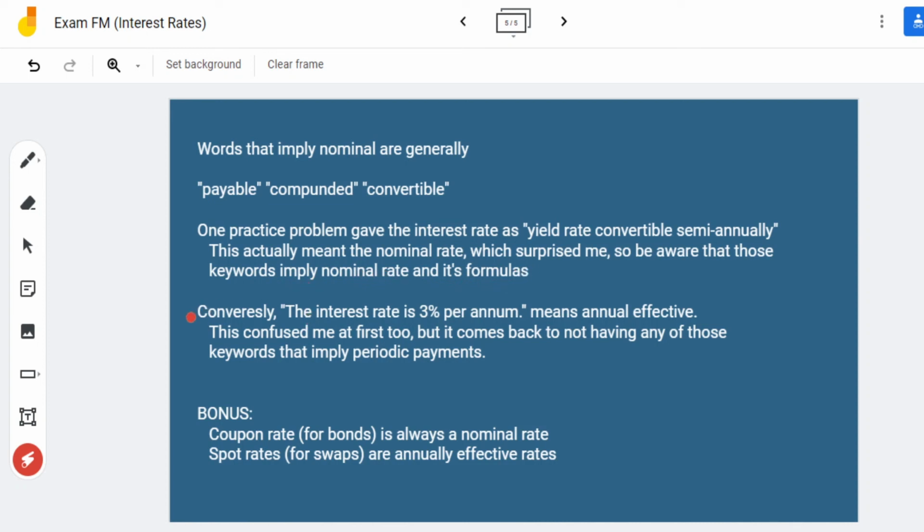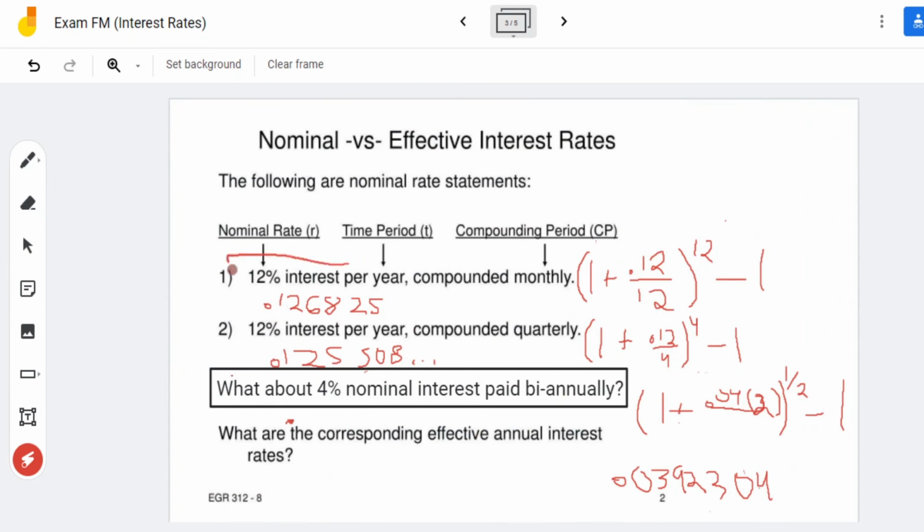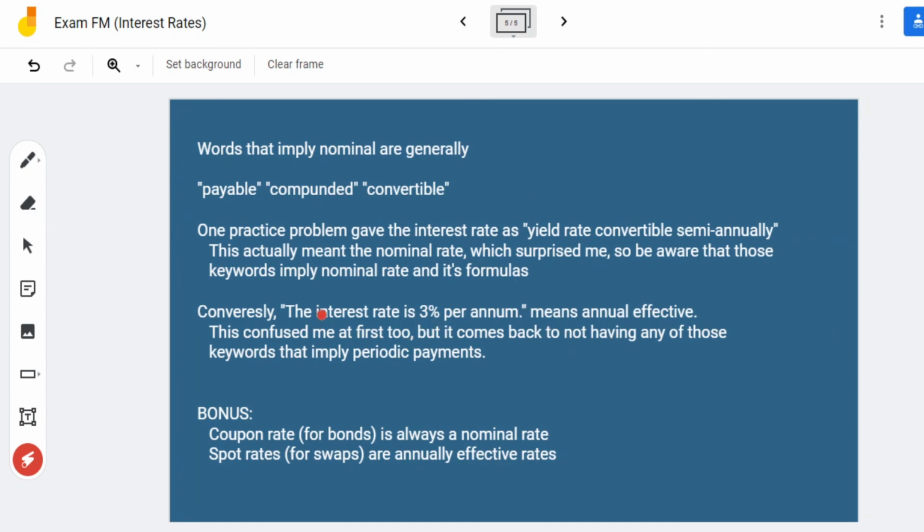It's important to know. Conversely, if the interest rate is 3% per annum, period, that means the annual effective interest rate. This confused me at first too, because as you saw here, they often give nominal rate saying per year, compounded blah. But the fact that this statement didn't have any of the keywords showed that it was the annual effective rate. That's something you just need to know. Bonus: coupon rate for bonds are always given as a nominal rate, and spot rate for swaps are always given as annual effective rates.